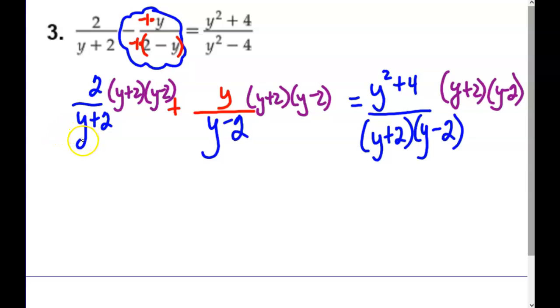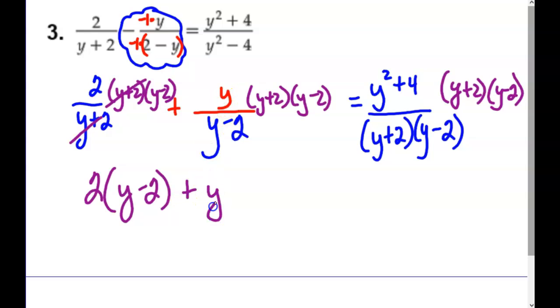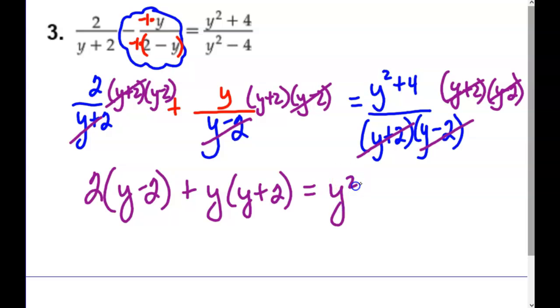So what's going to divide out of the first term is the y plus 2. So what will be left is the 2 that came with the fraction times the y minus 2 that didn't divide out. We change this to plus y when we change the signs in the denominator. So we have a plus y times, now the y minus 2 will divide out. So we have a y plus 2 to distribute into. And on the right, everything divides out, both factors of the denominator, so we just end up with the numerator y squared plus 4.